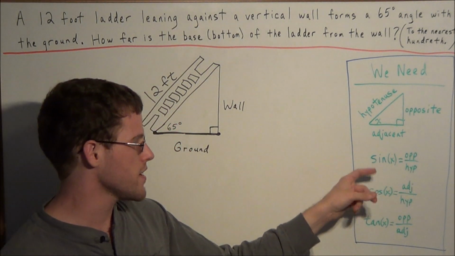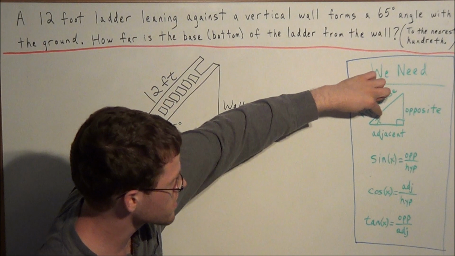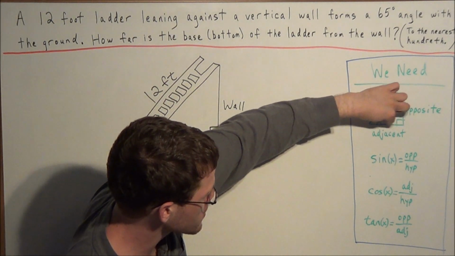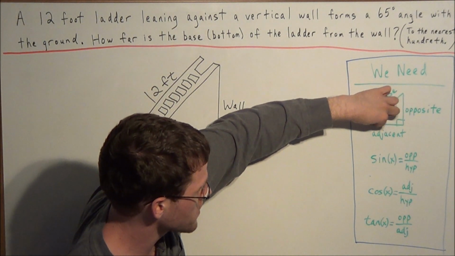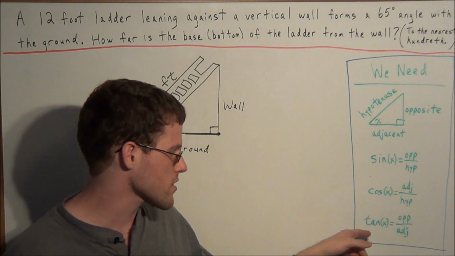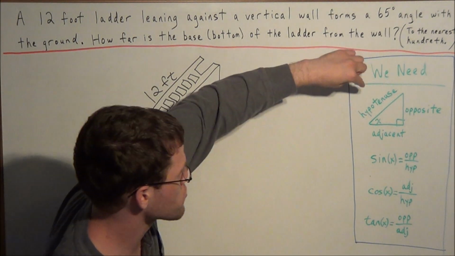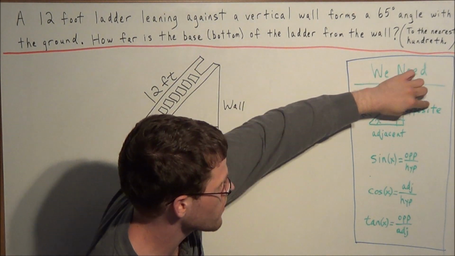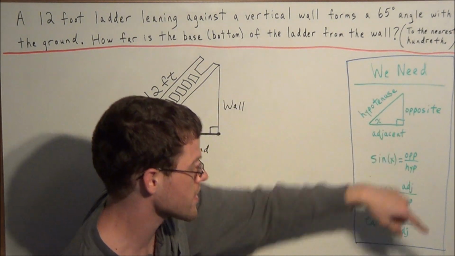If we were to use cosine and we fed it angle x, it's going to give us the side adjacent to angle x, and it's going to give us a ratio of that adjacent side to the hypotenuse. And finally, if we were to feed angle x to the tangent function, it's going to give us a ratio of the side opposite of x to the side adjacent to x.